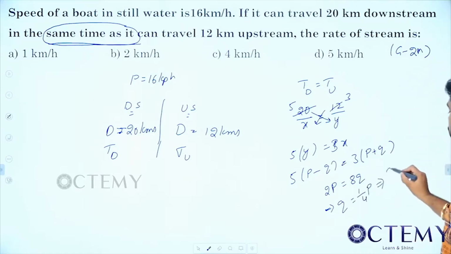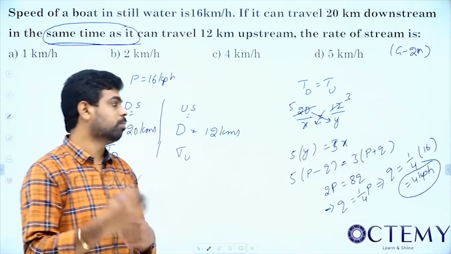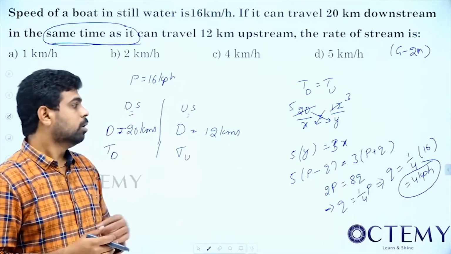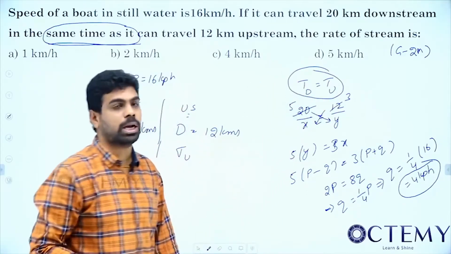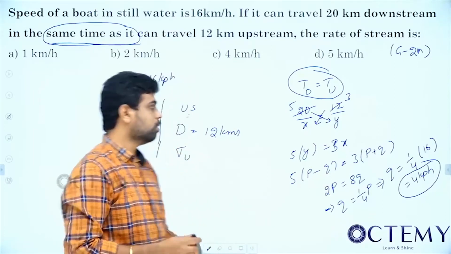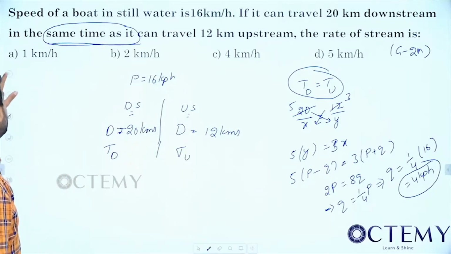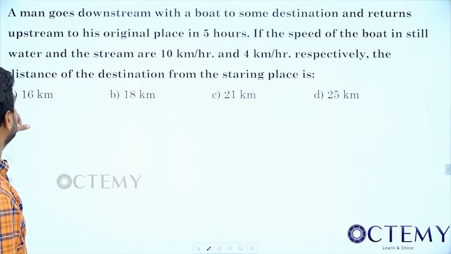So now q is equal to 1 by 4 into 16. That is 4 kilometer per hour. For simple questions, I don't want to confuse you by giving more and more shortcuts. So here you find out the relation. That's enough. When you find out the relation, you can directly substitute the values and get the answer. Very simple. So this is also a 2 marks question. I will give you similar questions again.